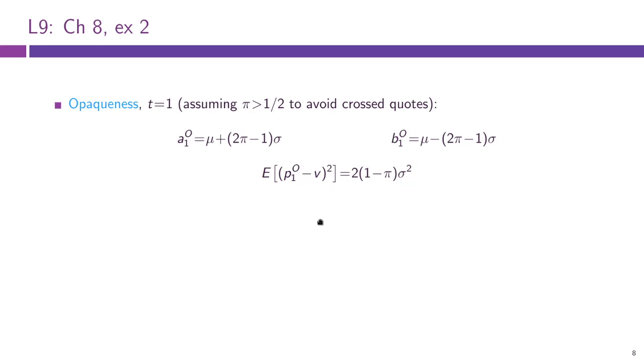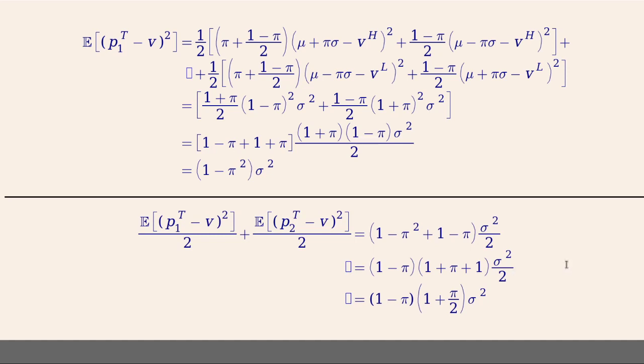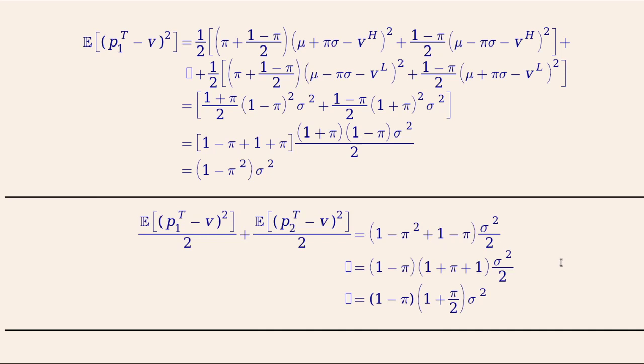As we argued when we did a refresher of the model, our half spread under opaqueness in the first period will be equal to 2 pi minus 1 times v minus mu, which is sigma. Meaning that if we compute the expected price variance, it will be equal to this amount, which is actually non-trivial. Let us go back to our whiteboard. I think these blocks of expressions mix a little bit, so let me put in lines that will separate them.